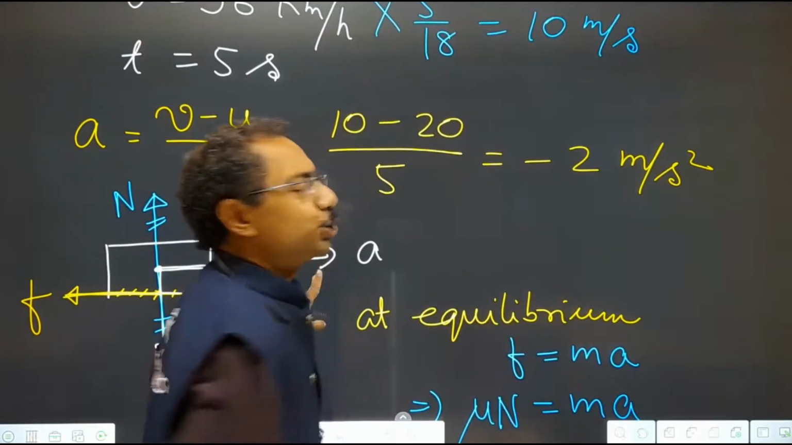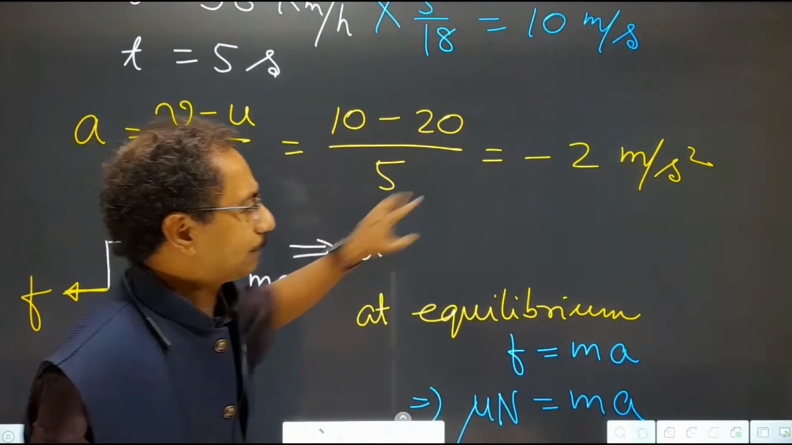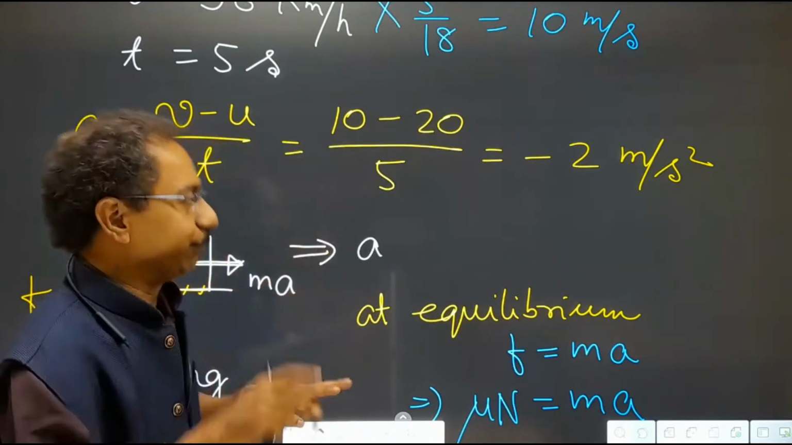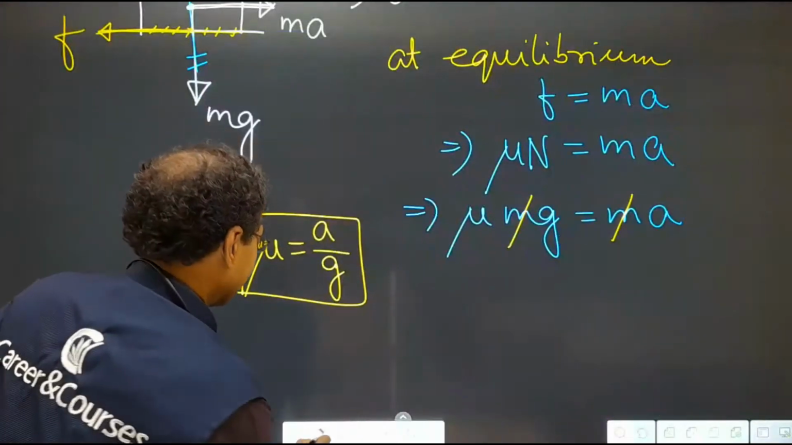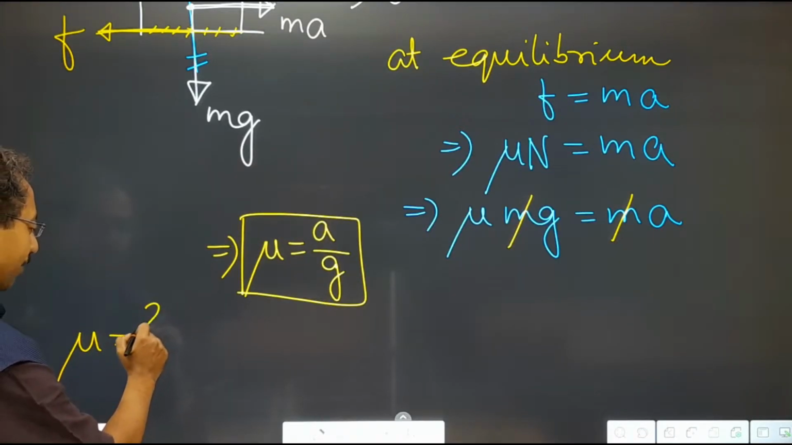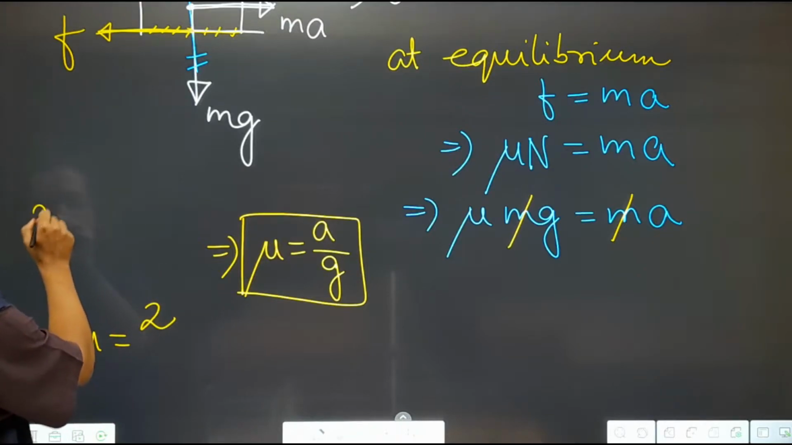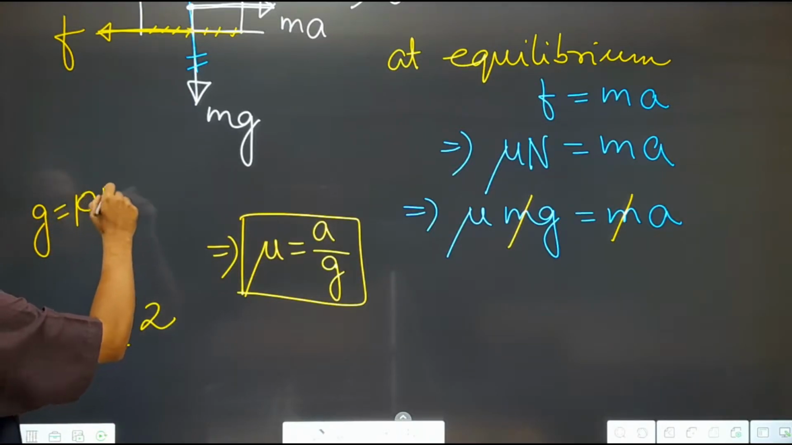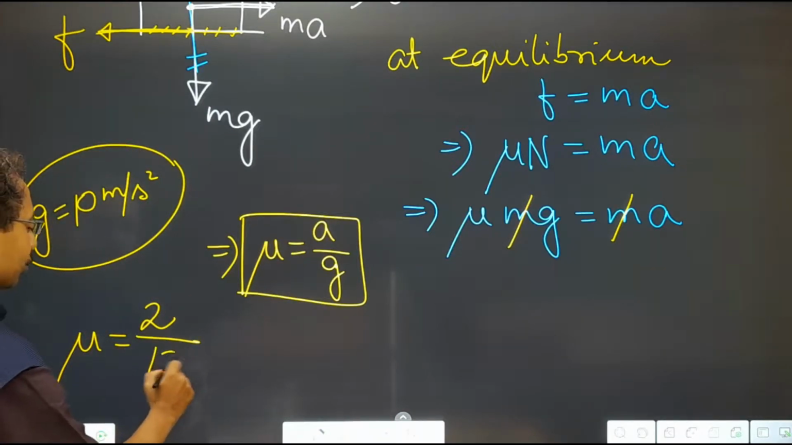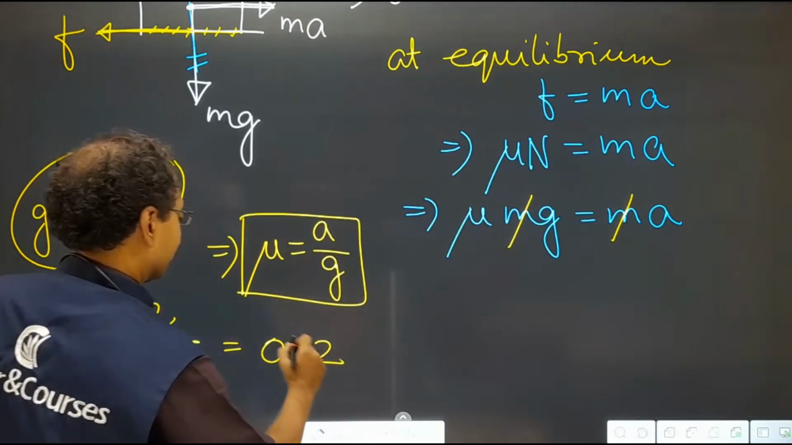The value is 2 meter per second square. The negative symbol has come because the train was retarding. The speed of the train was decreasing. So here the value of mu will simply be a by g. The value of a is 2, and the value of g we can consider for simplicity as 10 meter per second square. So mu is coming 0.2.